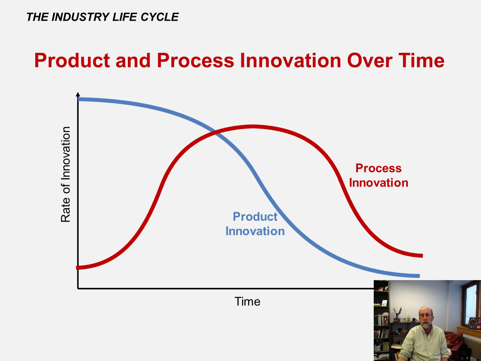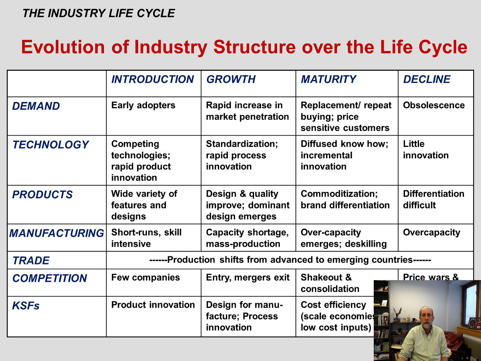We also see changes in demand and knowledge and other things. So a table like this shows in general what happens to demand, the nature of technology, how many and the variety of products, number of firms, and even key success factors as you move from introduction to growth to maturity to decline over a period of time. This is the area we want to be looking at now, and for the next few lessons, at least in this broad area.